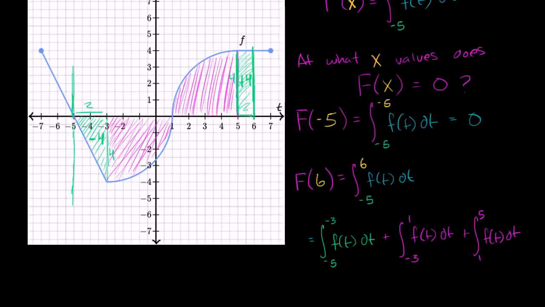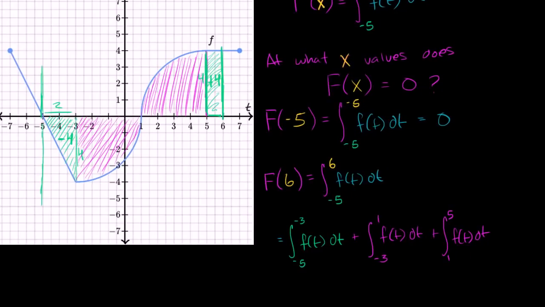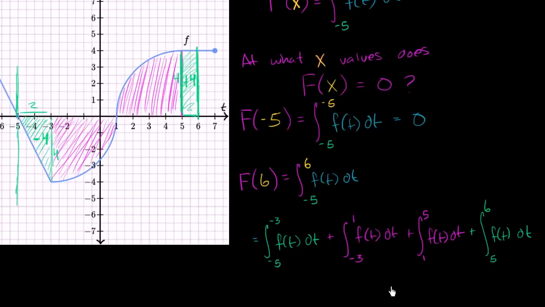That describes this right over here. And then finally, plus the definite integral between 5 and 6 of f of t dt. And this describes this negative area. This describes this positive area. These two net out to be 0. And then this definite integral, I should say, is negative 4. This is negative 4. And this one right over here is positive 4. And so they net out. And this, of course, is equal to 0, which we wanted to figure out.